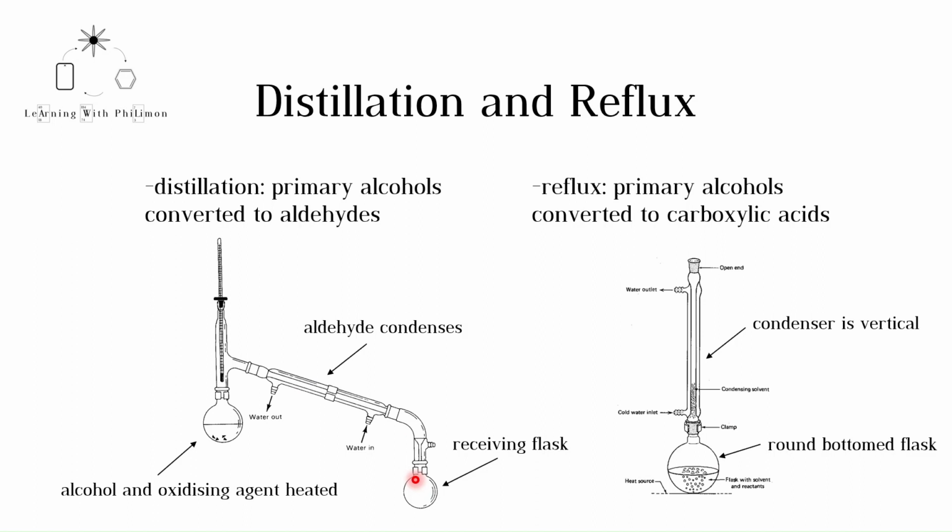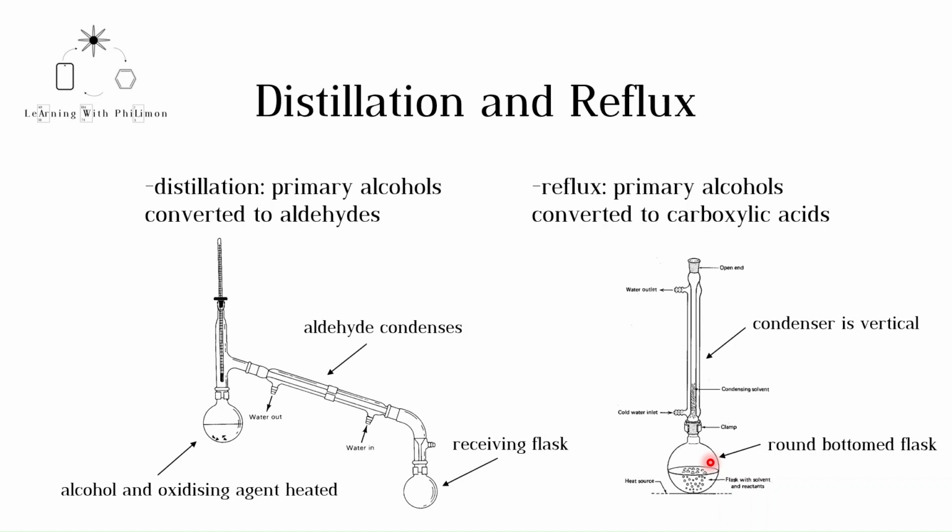If we want to convert an alcohol into a carboxylic acid, we use reflux. As before, the primary alcohol is heated with the oxidizing agent in the round bottom flask. However, this time, the condenser is placed vertically above the flask. When the aldehyde vapor condenses, it trickles back down into the round bottom flask. An excess amount of oxidizing agent has been added so that the aldehyde is oxidized again to a carboxylic acid.